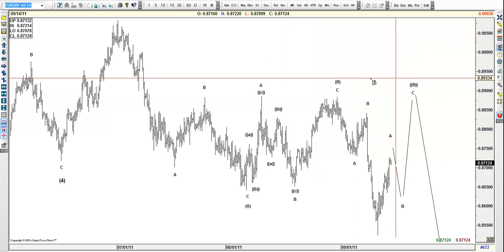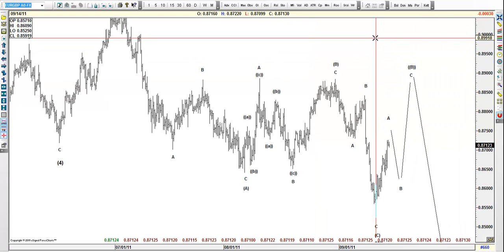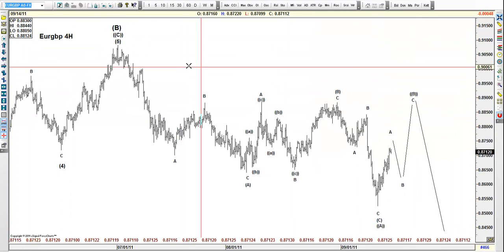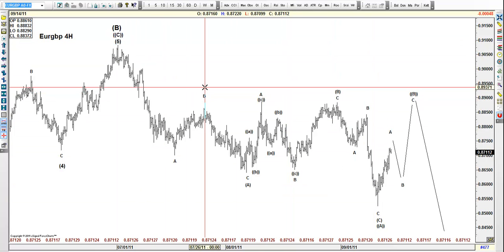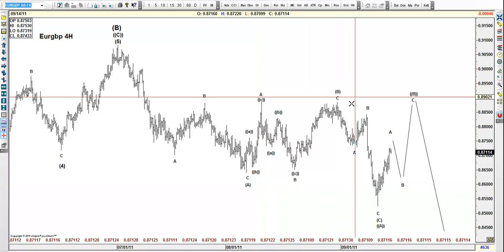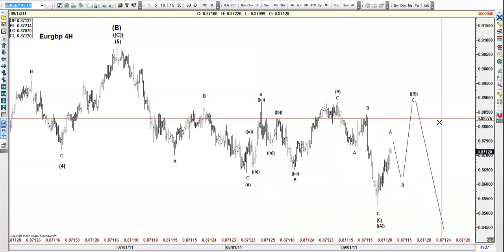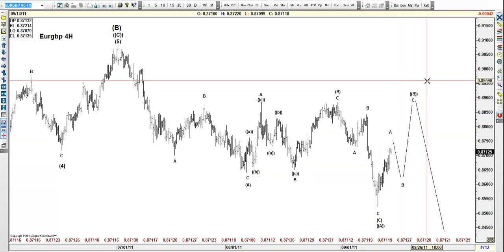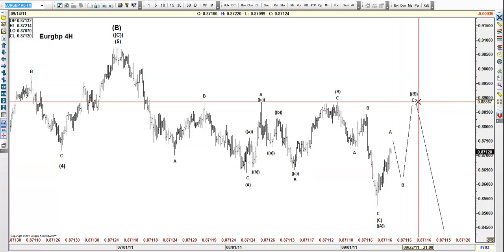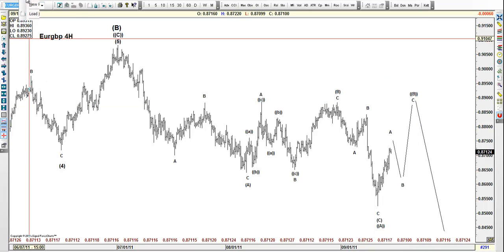Now we go to the euro pound. What the euro pound did was a three-way move here. The best way to label it is ABC, ABC, ABC. And now what you're expecting is a rise of the euro higher than the pound, to a minimum around the 87 area.